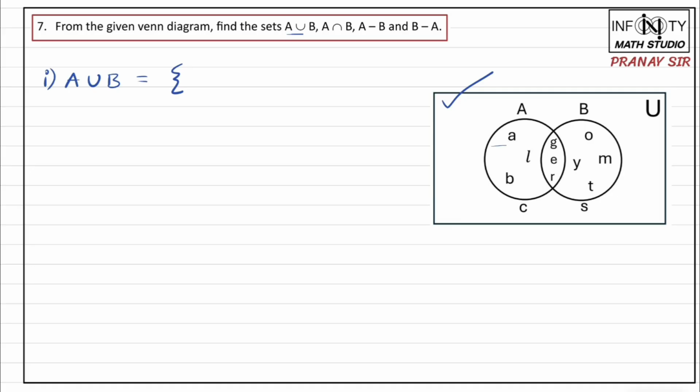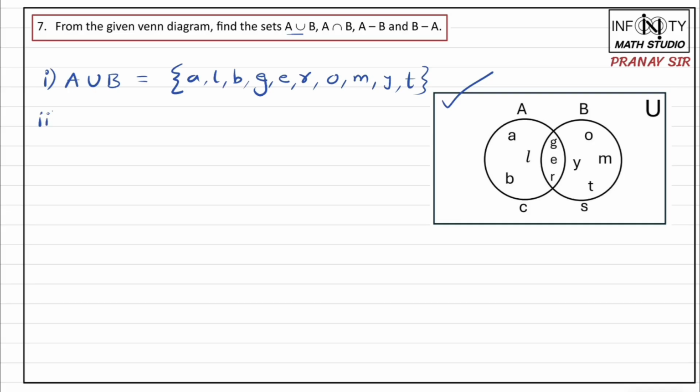Here in this diagram you can observe there are a lot of elements in the Venn diagram. Out of all these elements we must consider only the elements which are enclosed by the circular region. Here C and S must not be included, right? Now let me write them one by one in serial order: A, L, B, next G, E, R, O, M, Y and T, that's all. So all the elements belonging to A and B together we wrote.